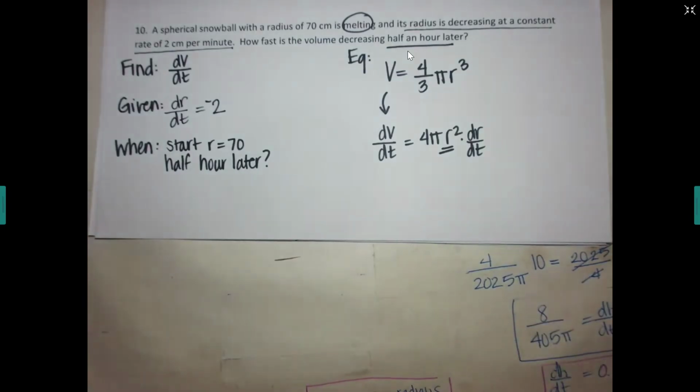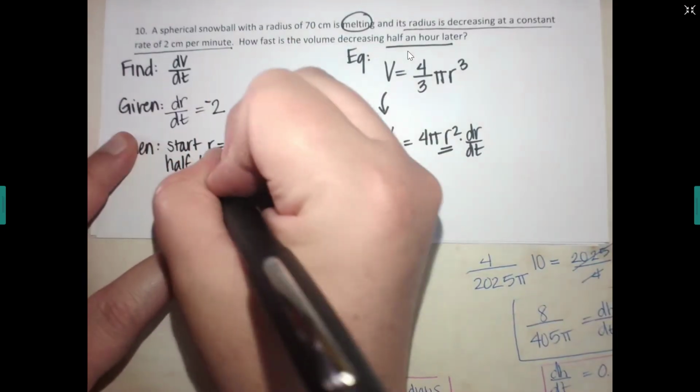So let's think about this. I'm going to walk you through it. The starting radius is 70. It's going to go down 2 centimeters each minute. How many minutes will go by in half an hour? 30 minutes. So if it goes down 2 centimeters each minute for 30 minutes, how much is it going to go down? 60. And it started at what amount? 70. So if it started at 70 and it's going to go down 60, what's my radius 30 minutes later? 10. So I'm going to put here that my r would have to be 10.